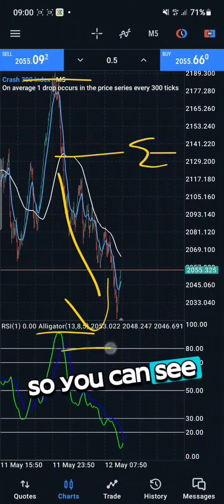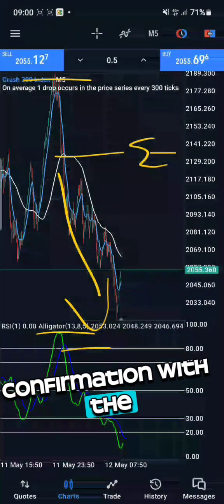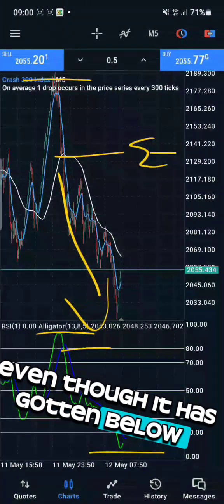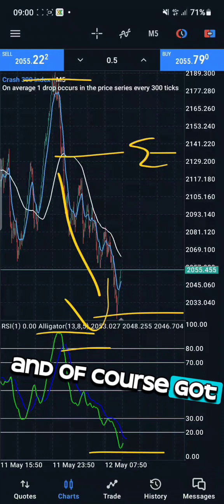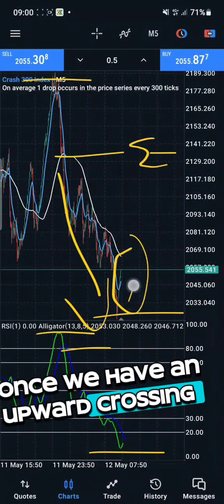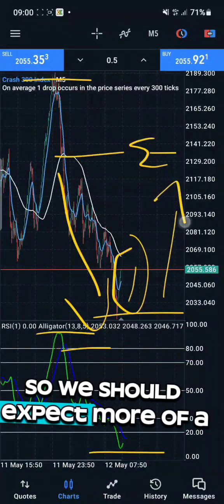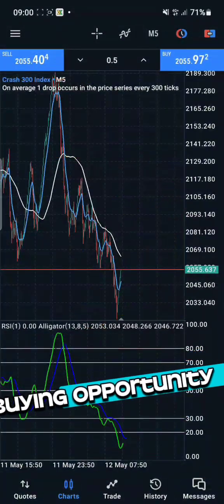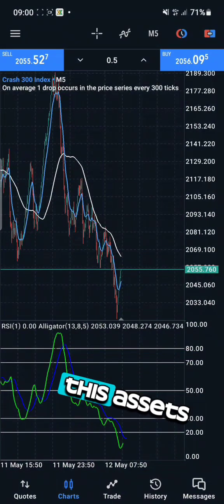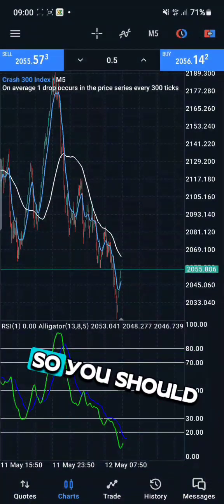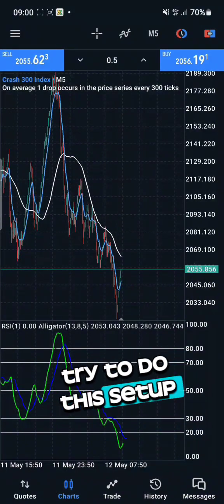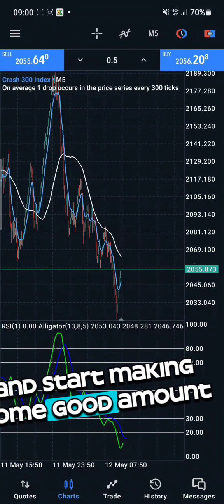So you can see everything is in confirmation with the indicator, even though it has gotten below 20 and of course got into a support zone, and of course once we have an upward crossing around here, we should expect more of a buying opportunity. Okay, so you guys should understand all this is how you can use these assets to trade successfully, so you should take note of it and try to do this setup and start making some good amount of money for yourself right from here.